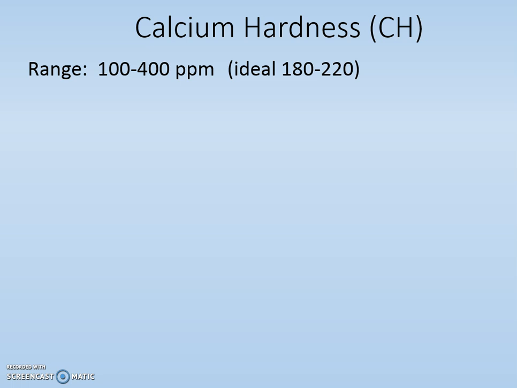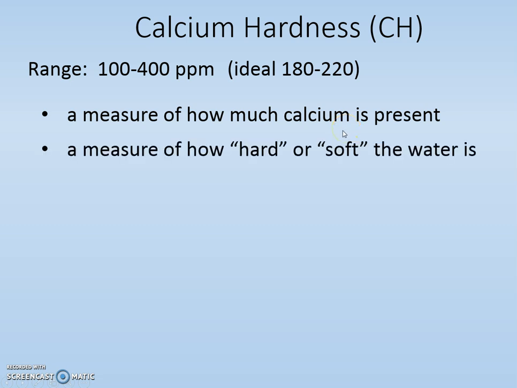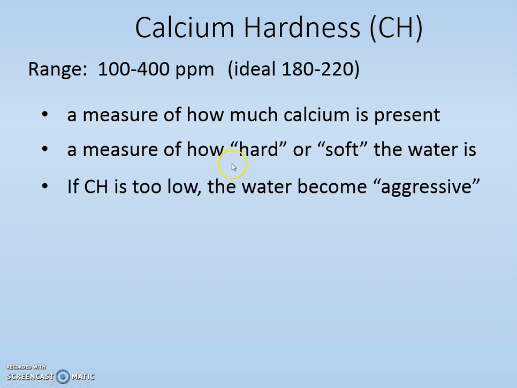For instance, if your pool has a vinyl liner, then the values will probably be different than if it has concrete walls. So it's a measure of how much calcium is present. Specifically, it's a measure of how much calcium ion is present. It can also be thought of as how hard or how soft the water is. You're probably familiar with that in other contexts.